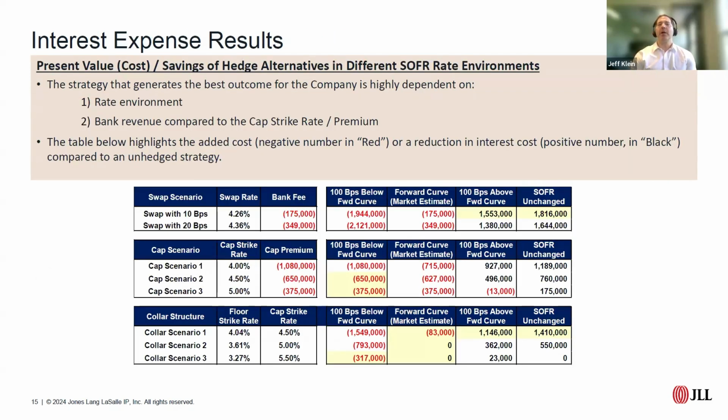It's a busy table, but we can compare what if we did an interest rate swap that had certain structure? What if we did 3 different scenarios of caps? What if we did an interest rate collar? How would they perform depending upon the different paths of SOFR?